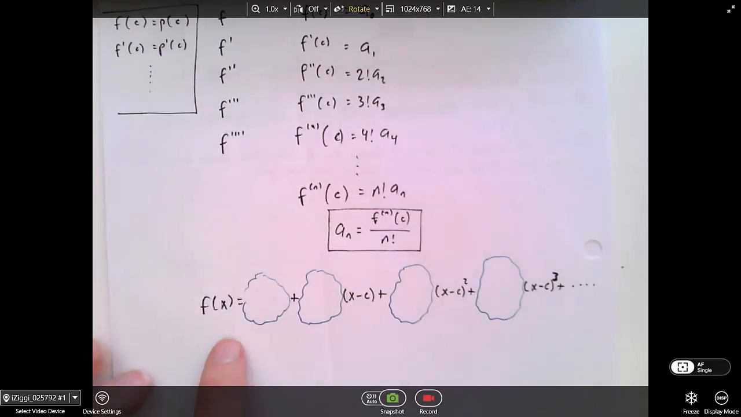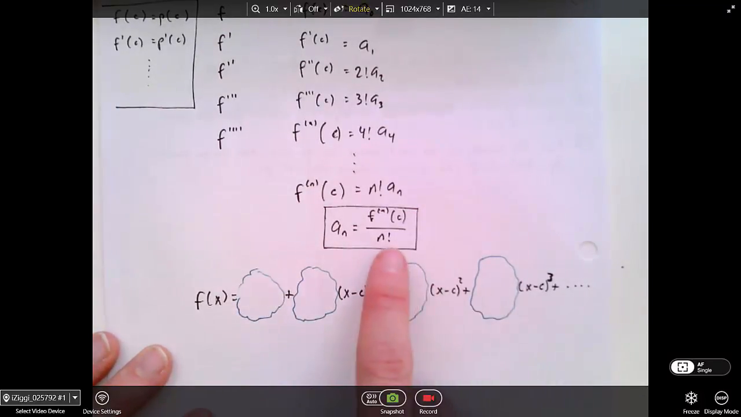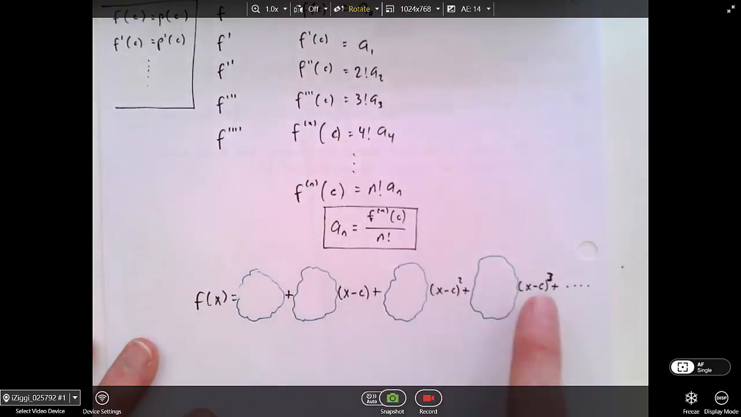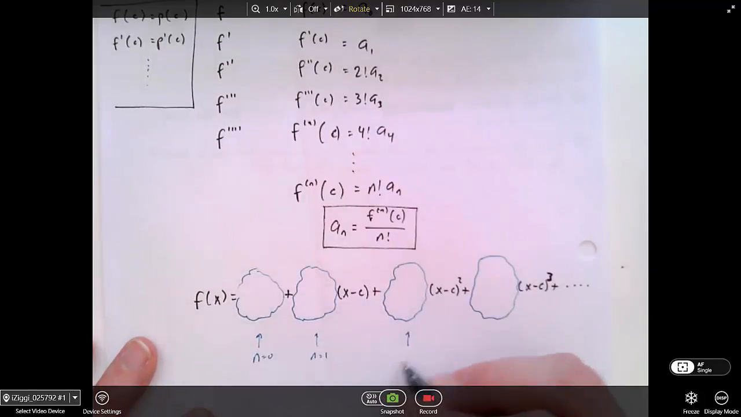So where does that get us with our original approximation? We know that the polynomial will look like this. We've got a bunch of different powers of x minus c, and we want to solve for these coefficients. And now we have an equation for the general coefficient. So this is the coefficient when n equals 0, that's the coefficient when n equals 1, and so on. So I can sort of just substitute and think about it.